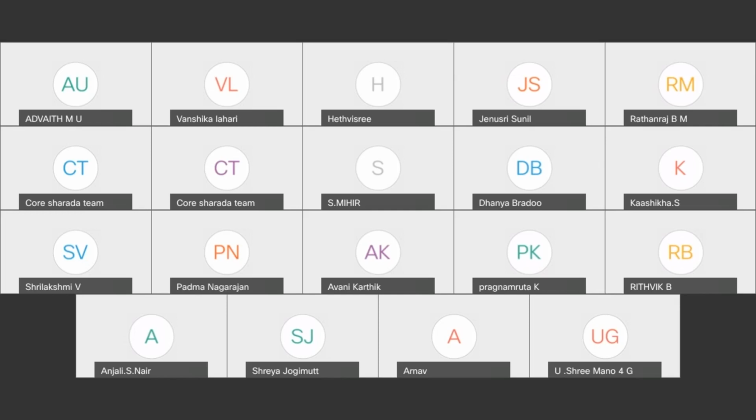So this is the list I'm reading out. If I missed someone, just drop in your name in the chat box. We have Shreya Jogimat, Kashika S, Vedika, Hetri Shri, Advait, Shri Manu, Purnima, and Pavani that I have received for them. Maybe you've sent it to Nirupama ma'am, or maybe you've sent something to Veronica ma'am. If I've missed any name, just drop in a message in the chat box. And the remaining ones who've not been able to send it till now, just make sure that you send it during this week.